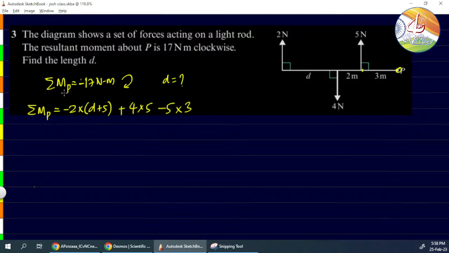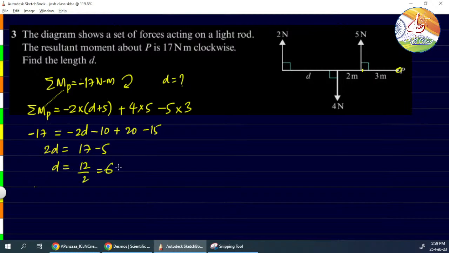So this total, we know the value of MP, substitute here. So minus 17 equals minus 2, open the bracket, d plus 5, plus 4 into 5 is 20, minus 15. So d is the only unknown, we can find it. Okay, so send 2d this side, 17 comes here, this becomes plus 10, 10 minus 15 is minus 5. So d is 12 by 2, that is 6.